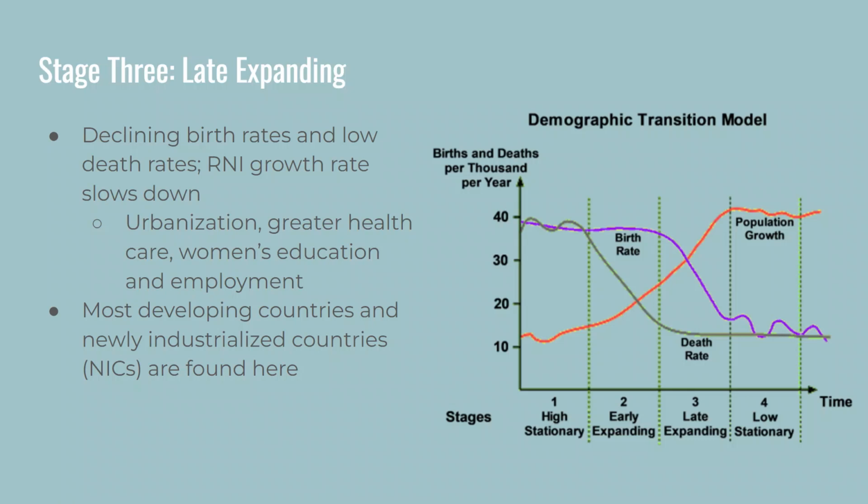Urbanization, greater healthcare, women's education, and employment are all contributors to this, especially women's education and employment contributing to lower birth rates because female empowerment generally lowers birth rates in a country. Most developing countries and newly industrialized countries are found here. So an example of a stage 3 country would be India.